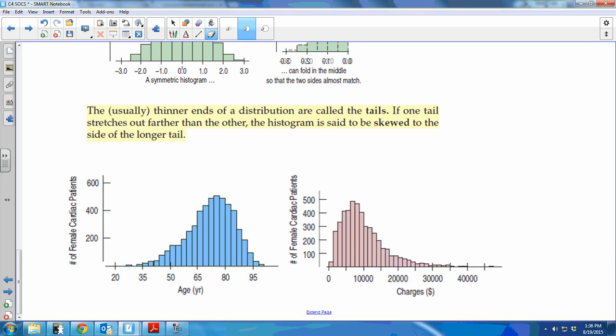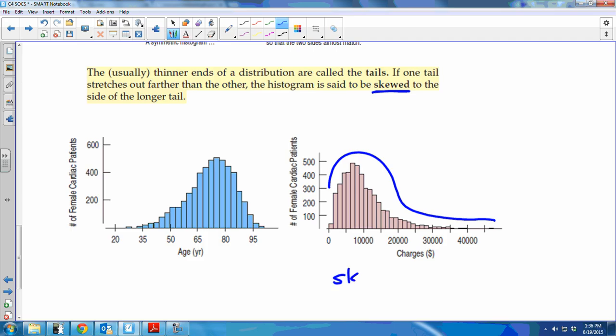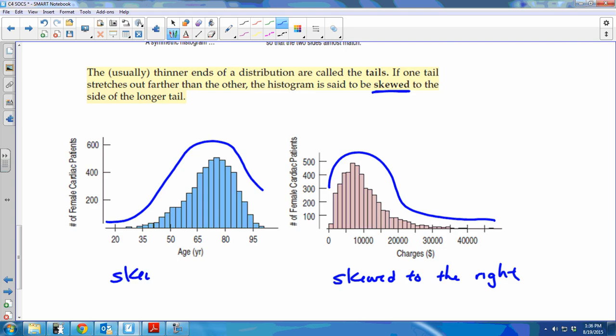Doesn't have to be symmetric though. Your data could have tails. Okay? If it has tails, we say that it's skewed. Now when you say something's skewed, it's important to say which direction it's skewed in. It's always skewed towards the tail. So in this case, the tail of the data is over here. So we say this would be skewed to the right. Okay? The tail is on the right. Over here would be the opposite. We'd say this is skewed to the left.